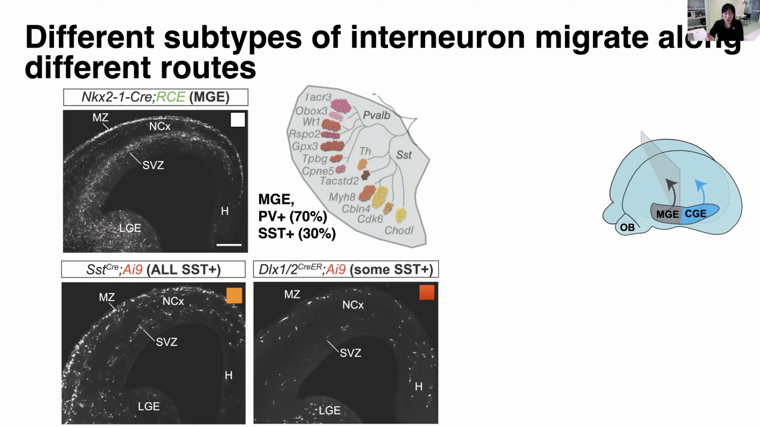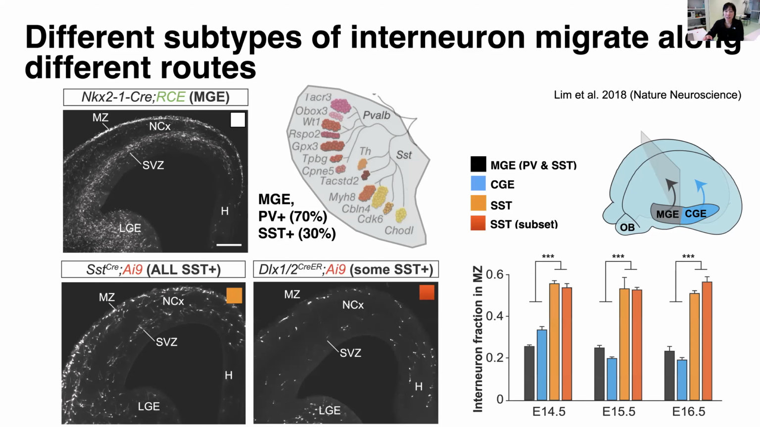But no matter what developmental stage we looked at, the fraction of interneurons passing through the marginal zone is more or less 20 to 30% at most, at all developmental stages we examined, in both the MGE-derived population as well as the CGE-derived population. However, in the somatostatin population only, there is a huge enrichment of cells passing through the marginal zone. So these data tell us that different subtypes of interneuron, even with this crude marking of cell populations, migrate with different preferences in different routes.